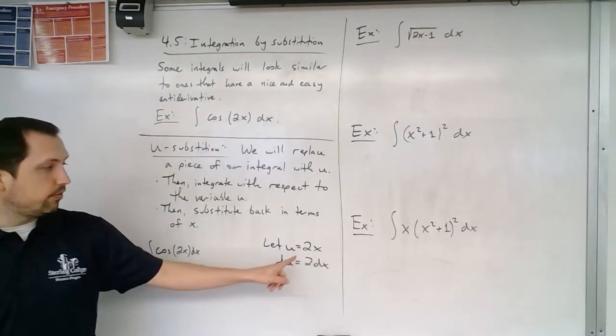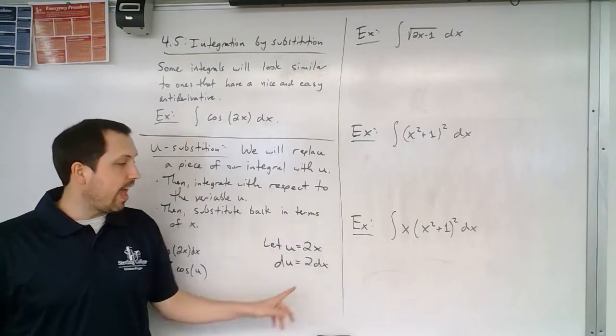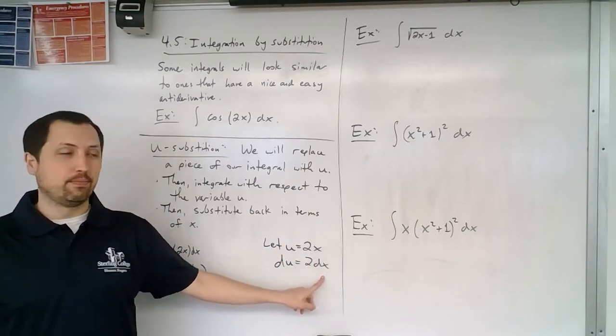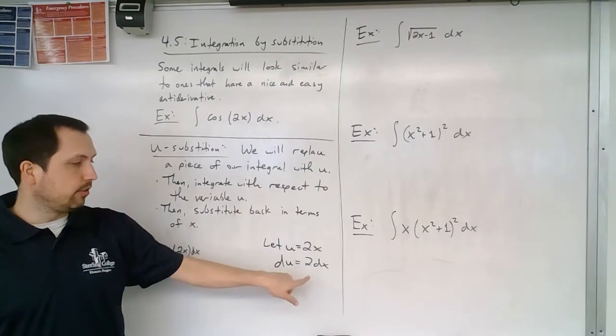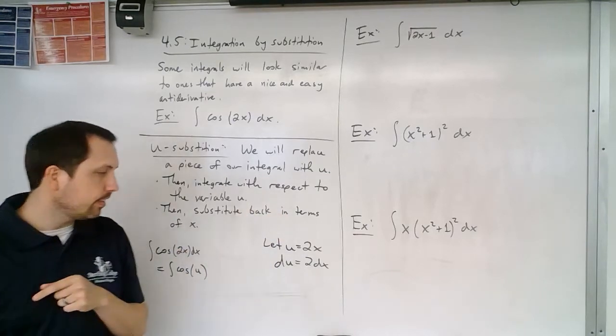So I take the derivative of 2x, I get 2. Then I write dx next to it. Here, instead of u, I write du. So I basically go through this derivative process, but introduce these du and dx's.